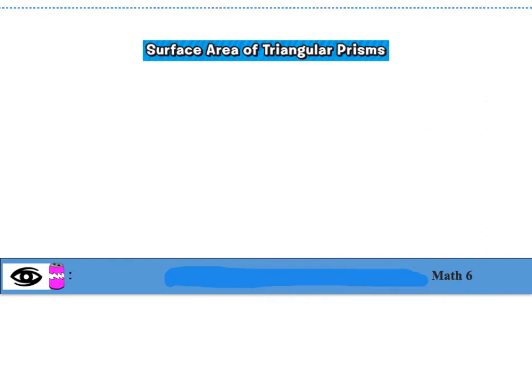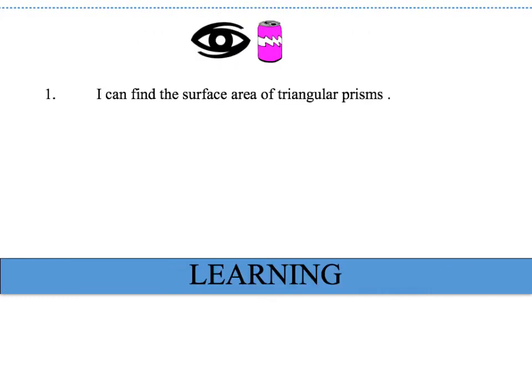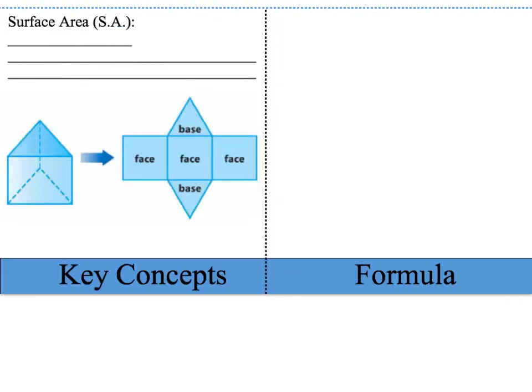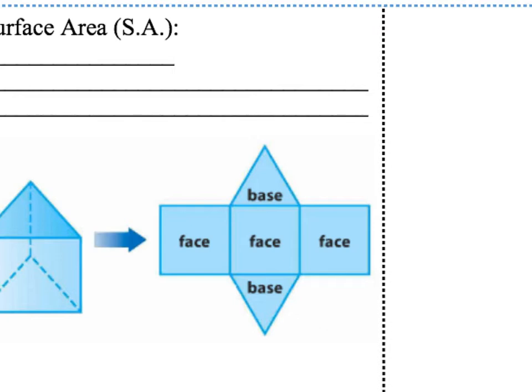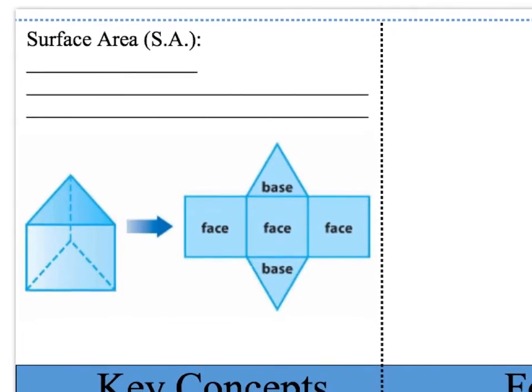Please make sure you have these notes in front of you so we can begin our lesson. The learning objective for today says I can find the surface area of triangular prisms. So let's go ahead and zoom in and talk about the key concepts. We're going to talk about surface area for today.